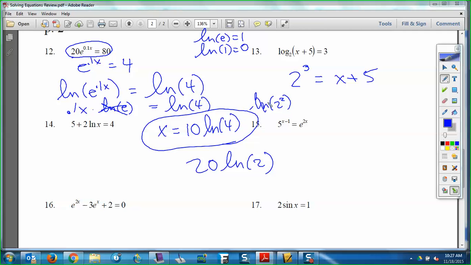I don't care. I will accept 10 ln 4, that's fine. Just understand when you go to your calculator, it might write 20 ln 2. You didn't do anything wrong. It just wrote it in a different form.